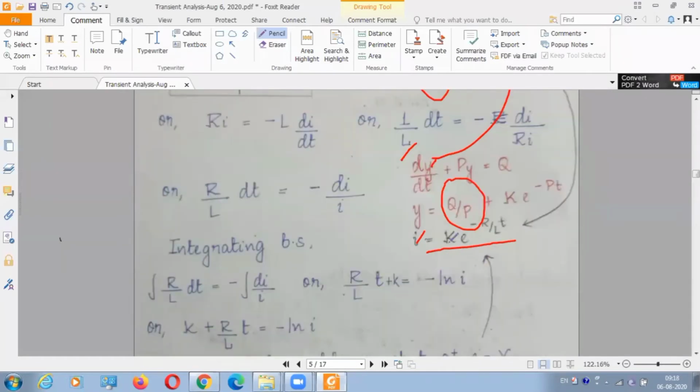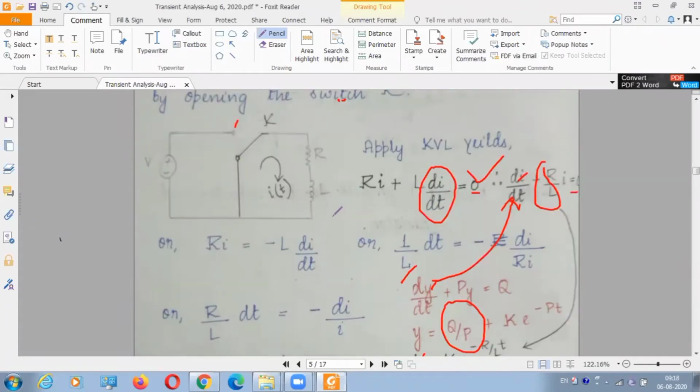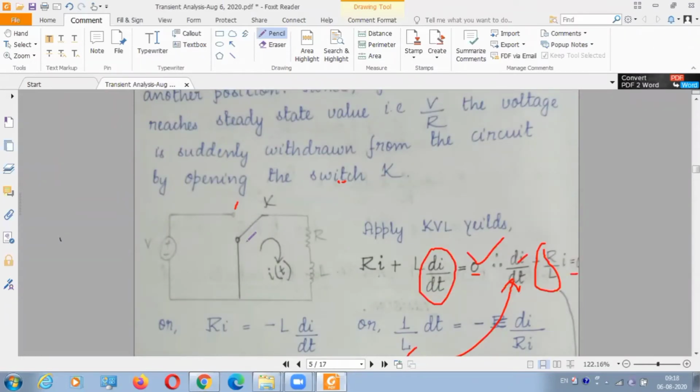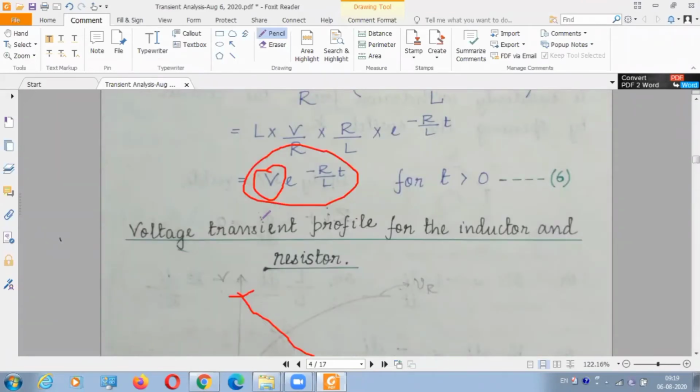Now what we have to do is find out the initial condition of K. So again we are finding the initial condition of K. So t is equal to 0, so e to the power 0 becomes 1. So k becomes equal to I. But remember, before coming to this position 2, in which position was the switch k? 1. So 1 becomes its initial position. And what was the last state of the inductor when k was connected to 1? You can get it from this curve.